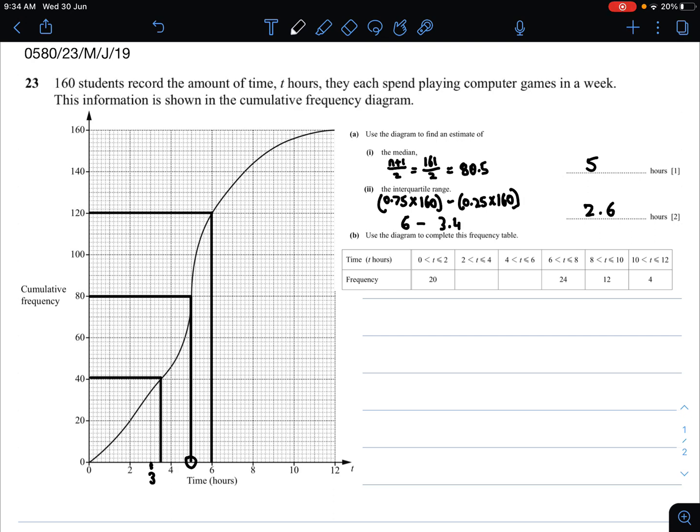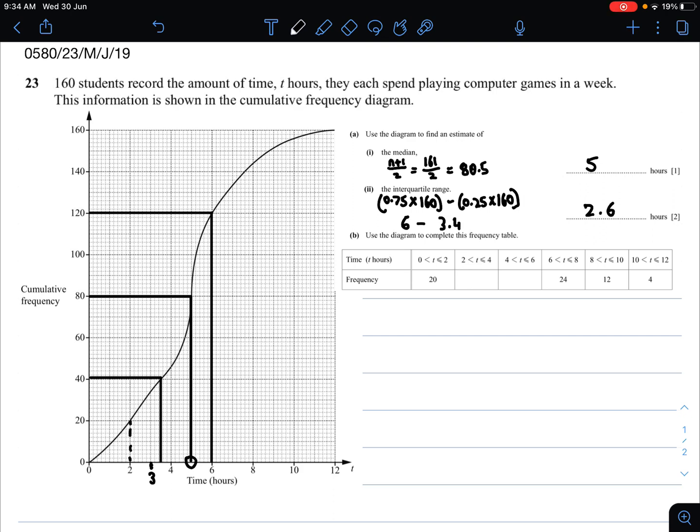Now let's move to part B. Use the diagram to complete this frequency table. So how to do that is, basically you need to count the cumulative frequency between these time ranges. So between 2 and 4, you make a dotted line from 2, and see where it connects with the graph. That would be right here at the 20 mark.